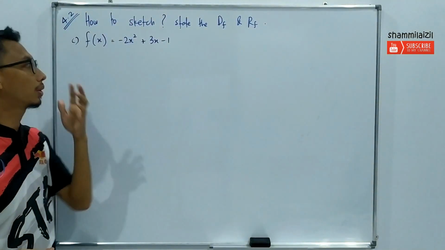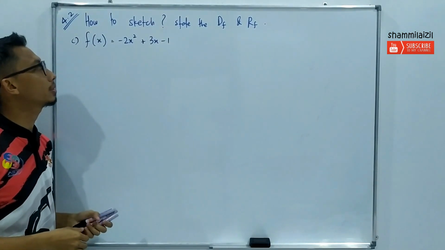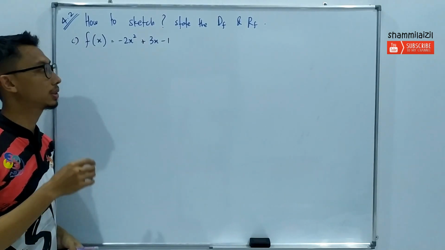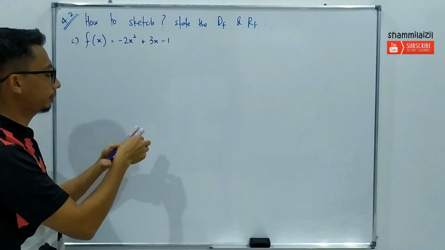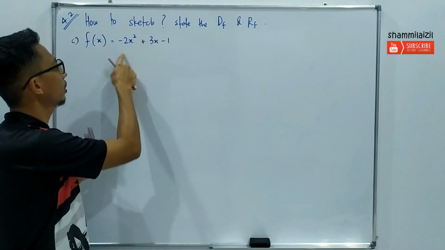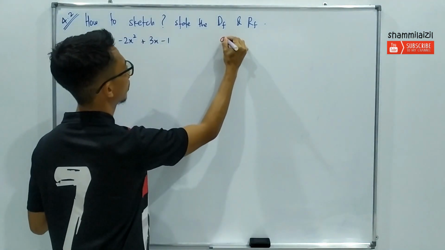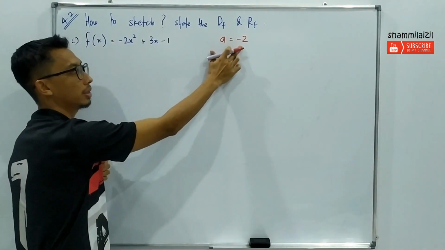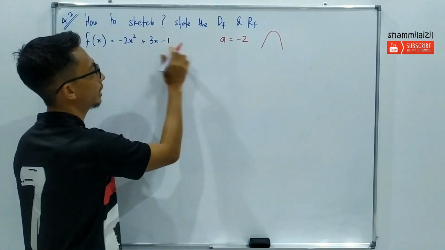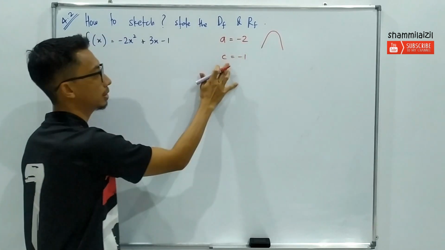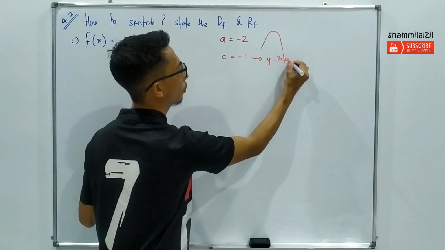Moving on to part C on how to sketch and find the domain and range. But this time for the function f(x) equals minus 2x squared plus 3x minus 1, which is known as a quadratic function. Okay, so how do we solve this one? First of all, we can take a look at the a part. This is a, this is b, this is c, right? So your a is minus 2. Once you see that your a is minus 2, you know already that this is a sad graph. Then take a look at your c. Your c is minus 1. So what does it mean by c being minus 1? Here c is always your y-intercept.